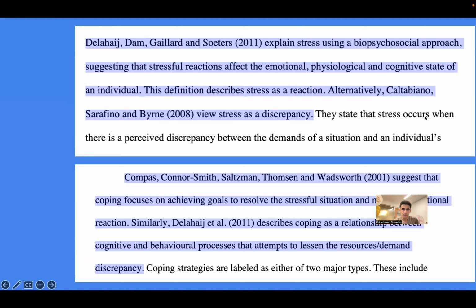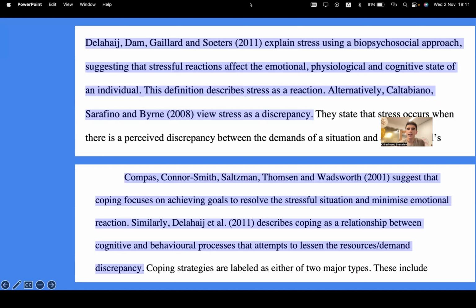And then next we have another group of scholars, Compas, Connor-Smith, Saltzman, who suggest that coping focuses on achieving goals to resolve a stressful situation and minimize emotional reaction. Similarly, Lazarus and others describe coping as a relationship between cognitive and behavioral processes that attempts to lessen the resource demand and discrepancy. Okay, can anyone make a guess? What is happening here?